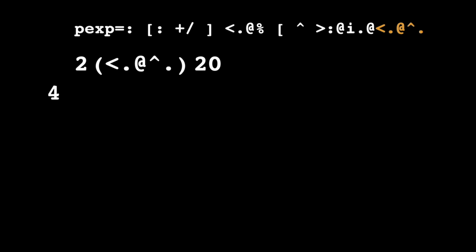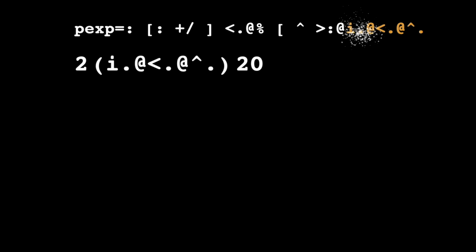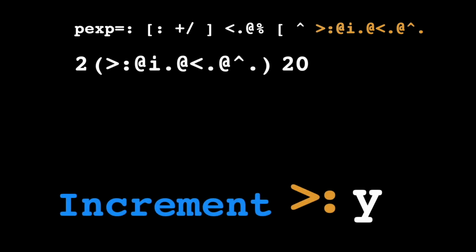Now, we don't just want the largest exponent of 2, we want all the multiples up to the largest. So we use this formula. We have seen the integers verb before, but this time it needs to be incremented using increment because integers returns 0 to n minus 1, and we want the values to be from 1 to n.